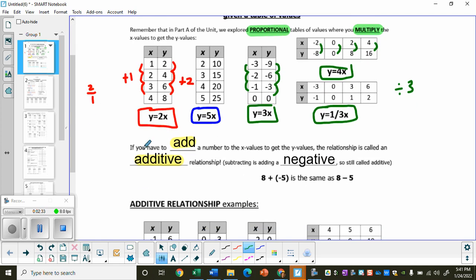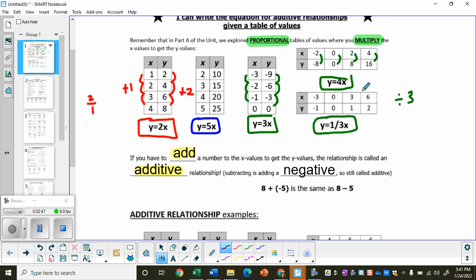Now down here, if you have to add a number to the x values to get the y values, the relationship is called an additive relationship. Earlier up here, when we said multiplying or dividing is proportional, adding or subtracting works for additive down here, because if you add a negative number, that's the same as subtracting. So if you notice subtraction in the table of values, we're still going to call it additive, okay? So adding or subtracting is this new part of the unit called additive.